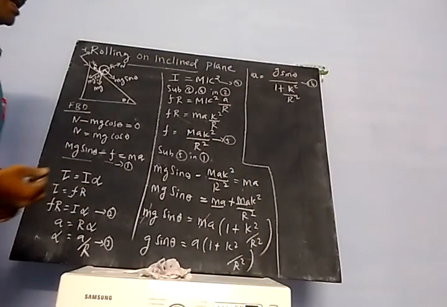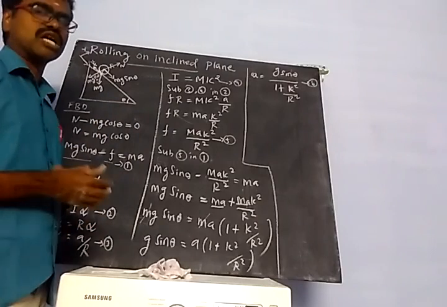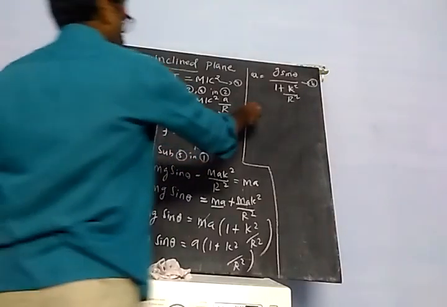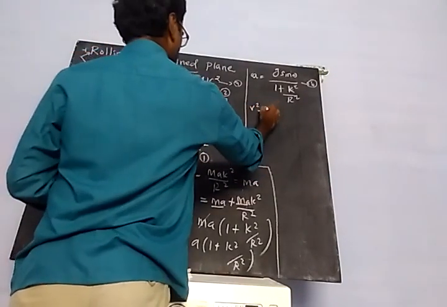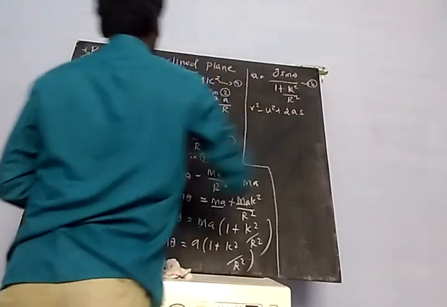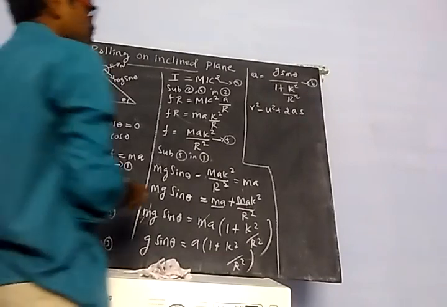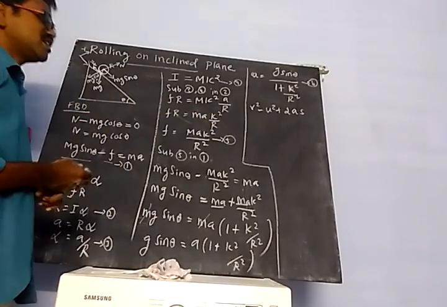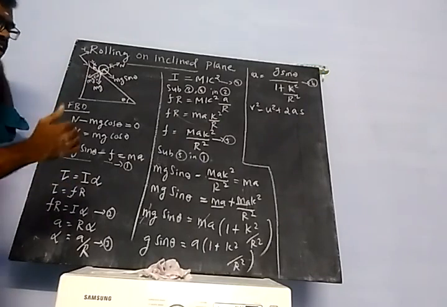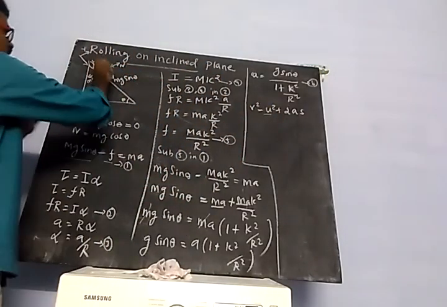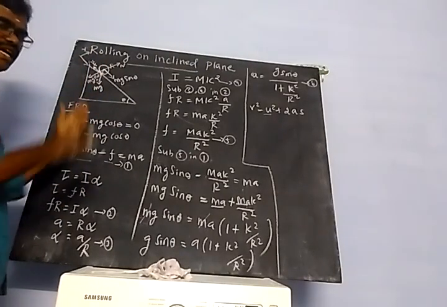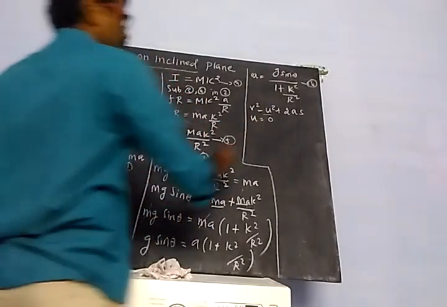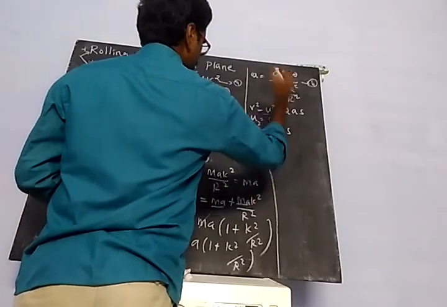Then we are going to calculate the velocity using the third equation of motion. What is the third equation of motion? v squared is equal to u squared plus 2as. Here v is the final velocity, which we have to calculate, u is the initial velocity, a is the acceleration and s is the displacement. Initially the object is at rest, then it will be moving, so initial velocity u is equal to 0. Then v squared is equal to 2as.